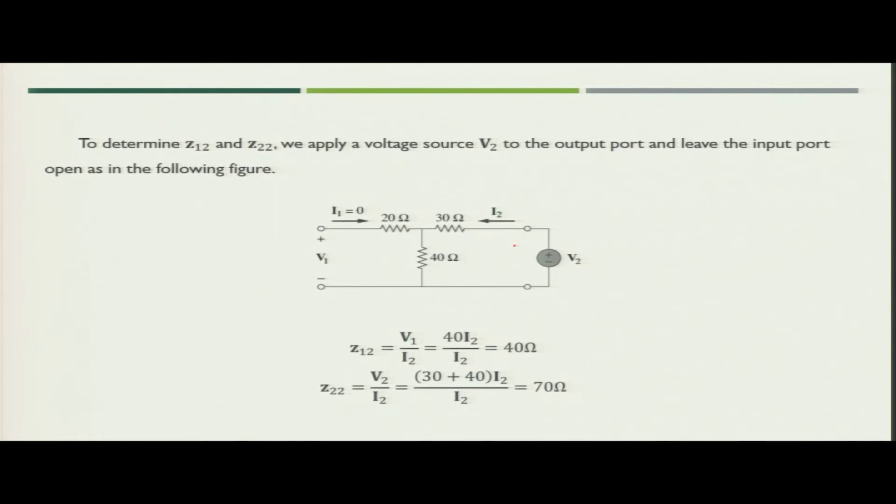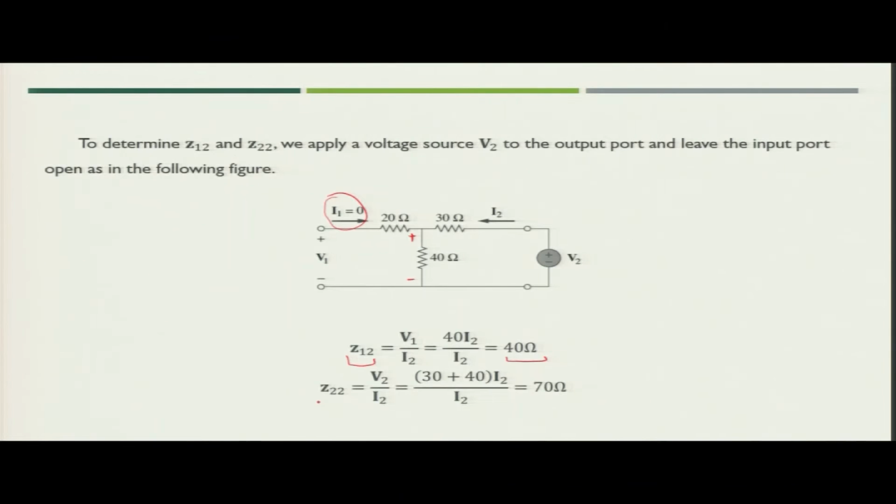Now, next what you have to do? You have to keep the input port as open circuit and apply voltage V2 across the output port, and we measure the value of I2. What would be the value of Z12? Since I1 is equal to 0, the value of V1 would be across, again, the 40 ohm resistance. So, the voltage across the 40 ohm resistance is 40 into I2, and you divide by I2, you will get the value of Z12 as 40 ohm.